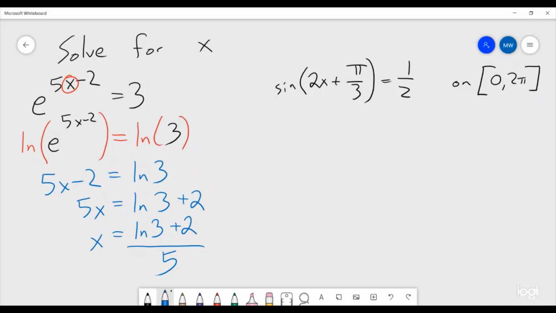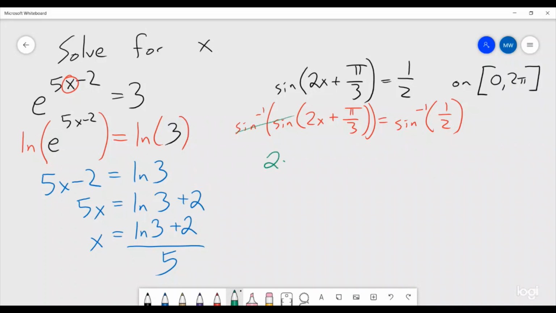Okay. So to solve this one, we might want to say, well, we're going to just do the inverse sine function. So we might say it's going to be inverse sine of 2x plus pi thirds is equal to inverse sine of 1/2, which is a perfectly valid thing to do, except this is only going to give us one of the solutions. So if we go through and do this, the inverse sine and the sine would cancel, and we'd get 2x plus pi over 3 is equal to inverse sine of 1/2.